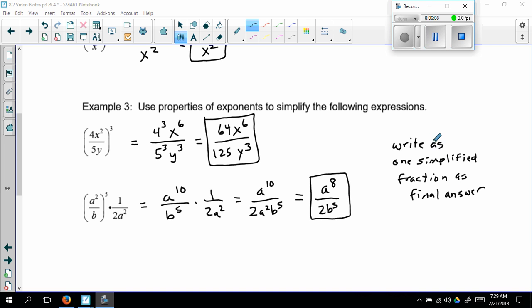Okay, so your answer, write as one simplified fraction as final answer, and you should have only one of each variable. Make sure that you never end up with an a term on the top and the bottom. Here, this would not be fully simplified. Okay, that's it for the notes. Thank you.